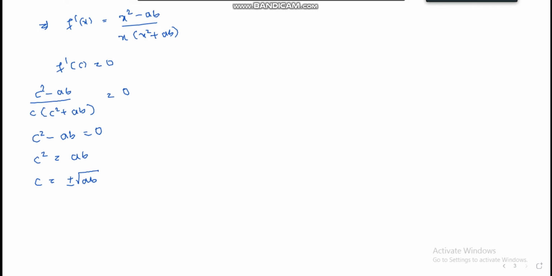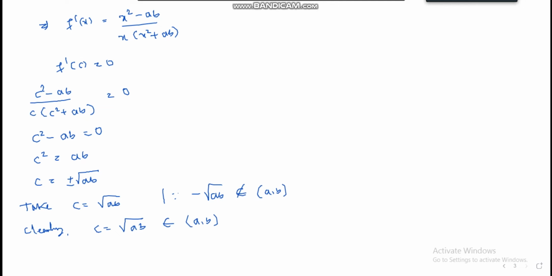We are taking positive only. So c is equal to square root of ab, because minus root of ab does not belong to the open interval (a, b). So it is clearly c is equal to square root of ab belongs to the open interval (a, b). Hence Rolle's theorem is verified.